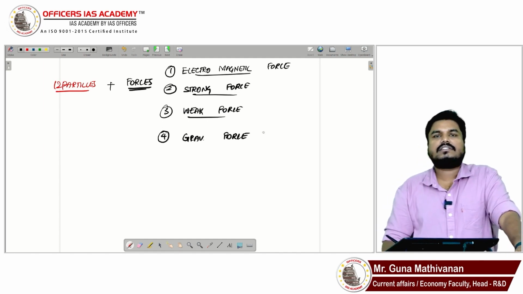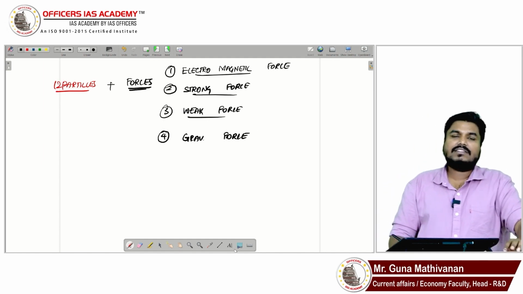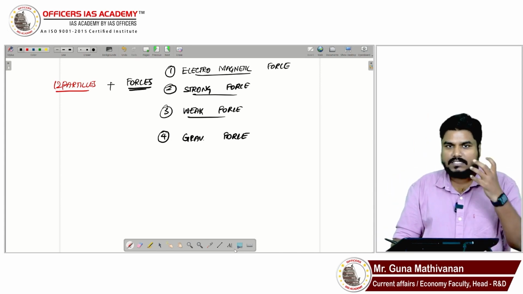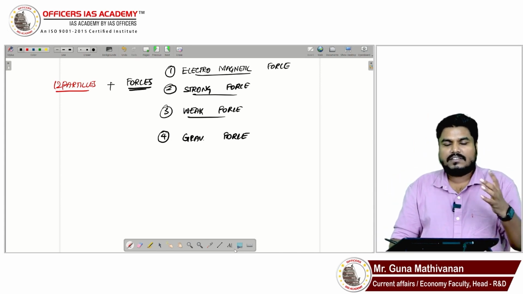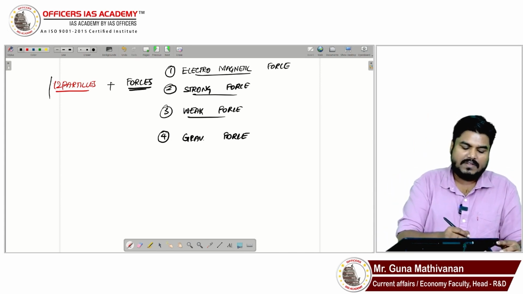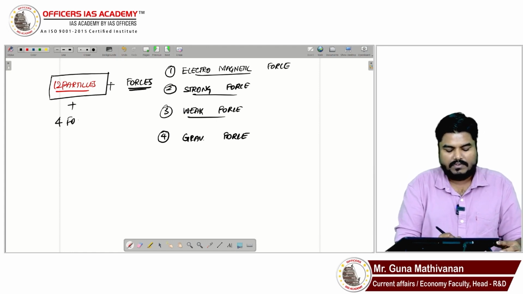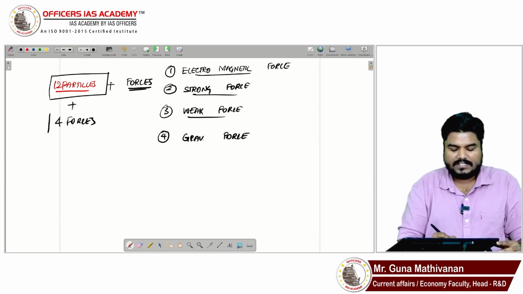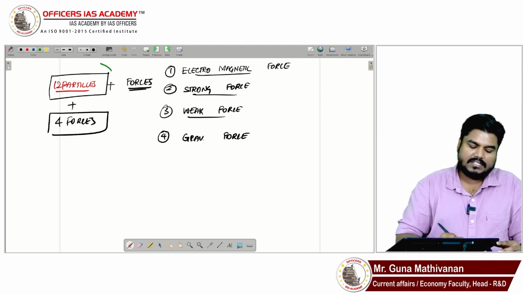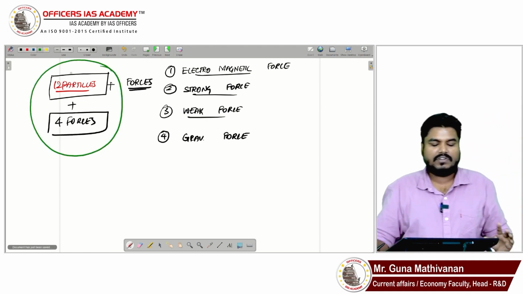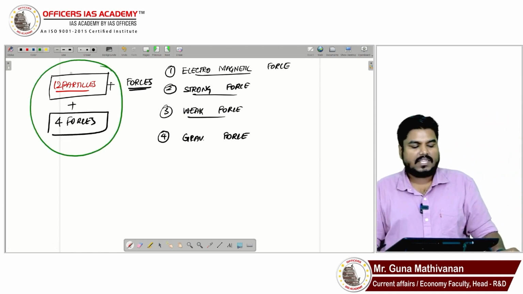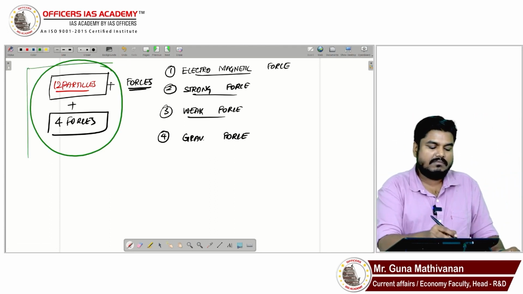The researchers finally came up with a standard model to understand this universe. They said that the universe is made up of 12 particles plus 4 forces. All our physics laws are defined based on these 12 particles and 4 forces. This put together is called the standard model.